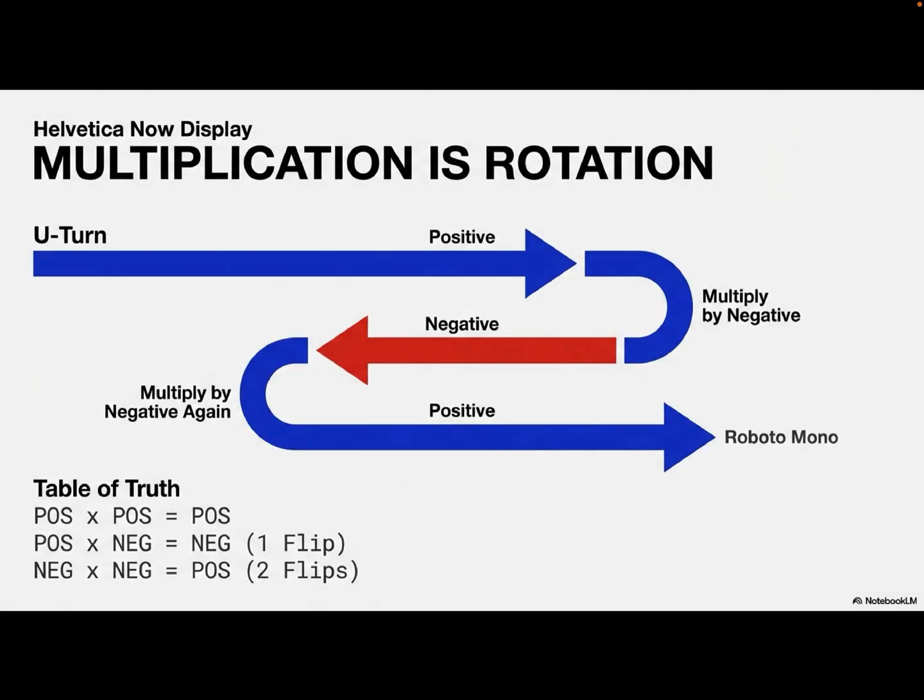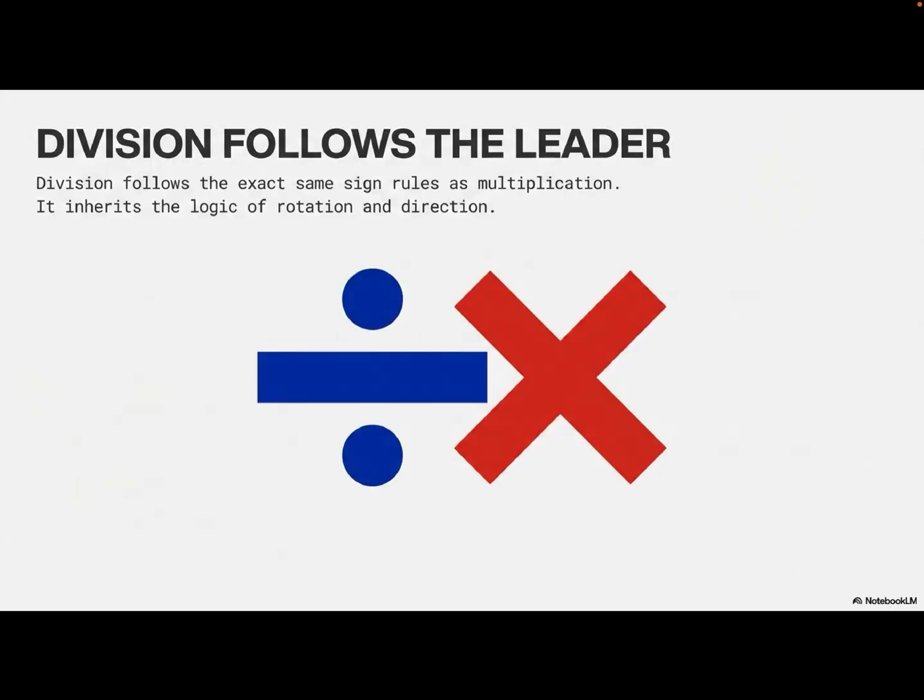Positive times positive is positive, negative times negative is positive. Positive times negative is negative. Why? Because multiplying by a negative flips direction. Flipping twice returns you to positive. Division follows the same sign rule as multiplication.